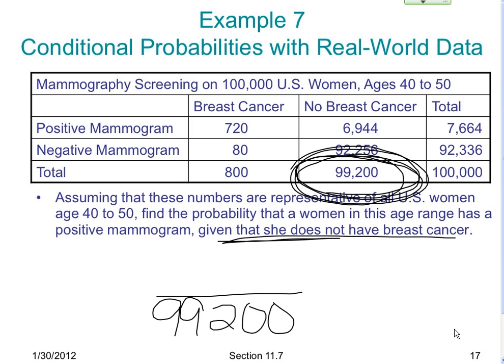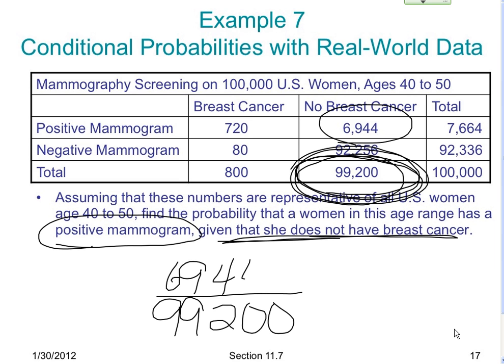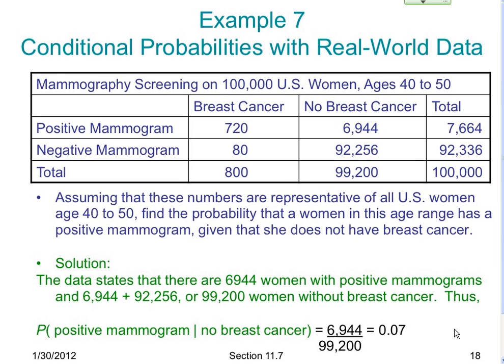That's the given. Now what we're looking for is positive mammogram. So positive mammogram, that's 6944. So probability, and if we change that to a decimal, it would be 0.07 or approximately 7%.